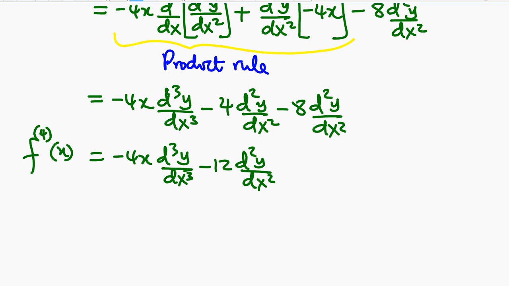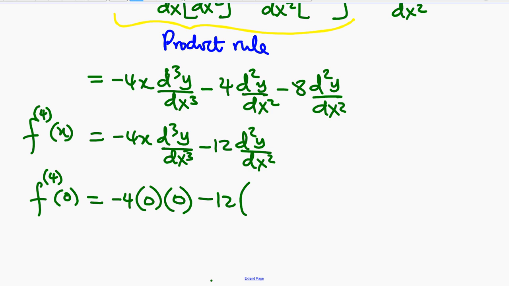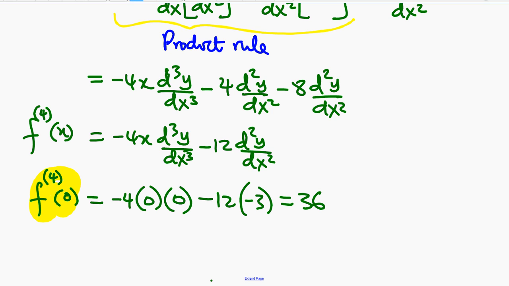Now the fourth derivative at x equals 0 and y equals 1 will be negative 4, x is 0, third derivative was 0, minus 12, second derivative was negative 3. So that gives you 36. All right, so the fourth derivative at x equals 0.